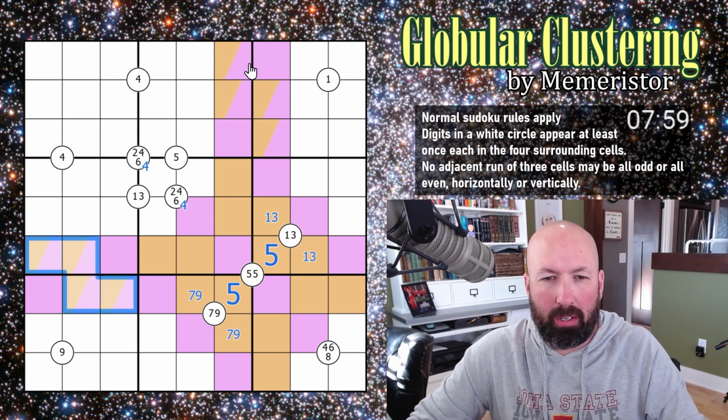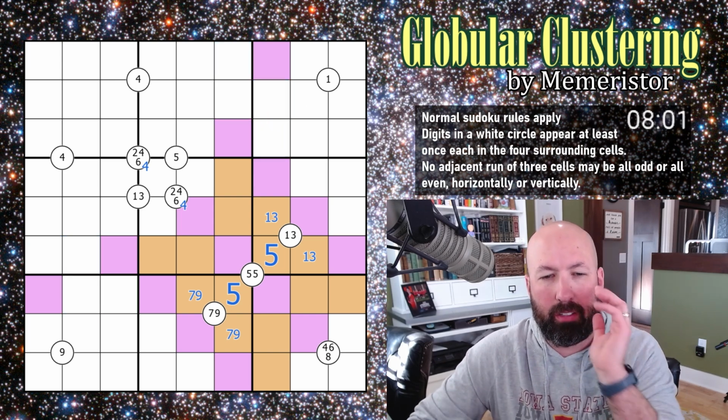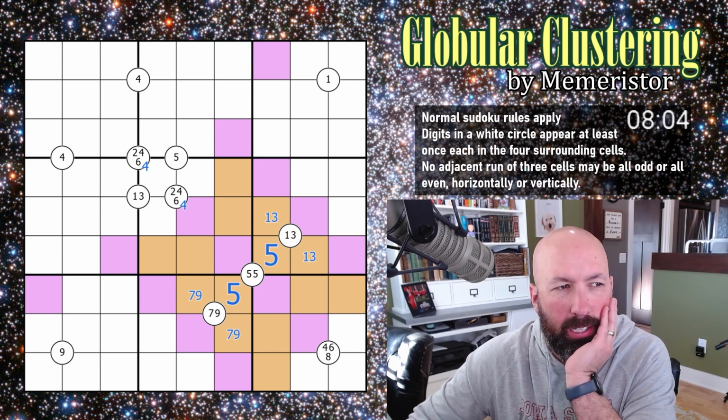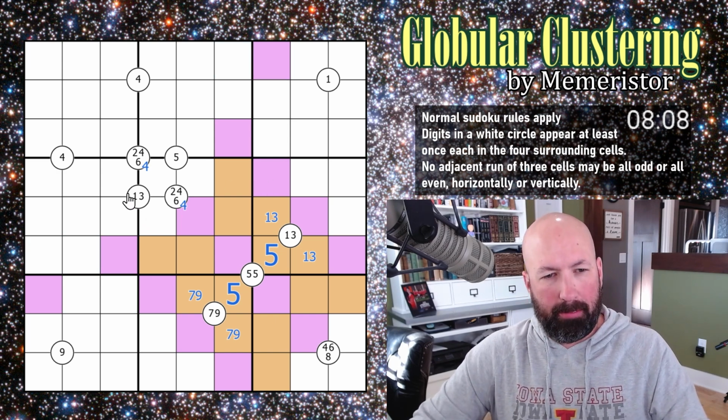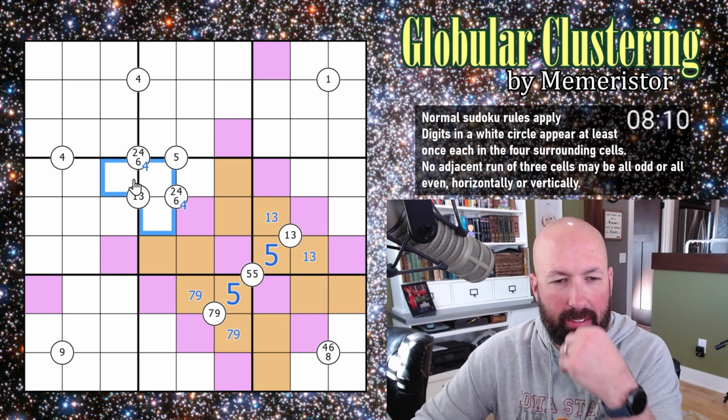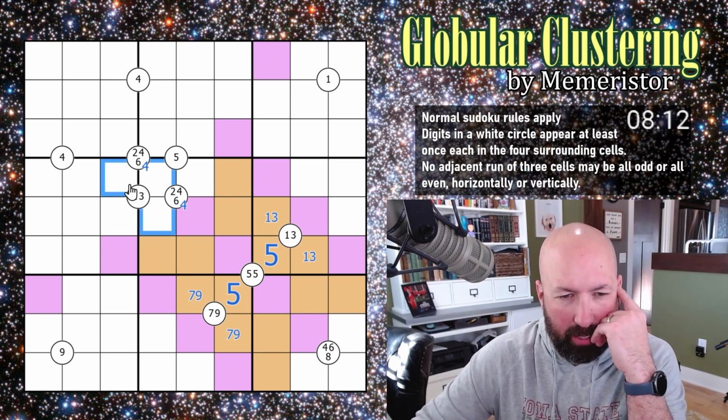I don't think I want to mark the one of each. I think that's just cluttering the grid. We might come back to that, but it feels like the 1, 3 is interesting in here.